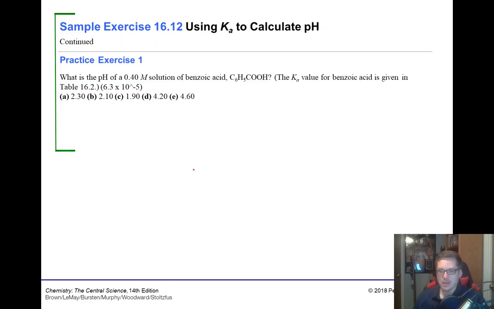All right, let's do a practice problem here. It says, what is the pH of a 0.40 molar solution of benzoic acid? The Ka value for benzoic acid is given in this table, and I already grabbed it for us right here. So we're just going to call this HBA because I don't want to write out all that. It's going to mix with water, and at equilibrium, we're going to form H3O plus and BA minus. All right, so we've got an ice table, ICE. And so our initial concentration of HBA, benzoic acid, excuse me, is 0.4.